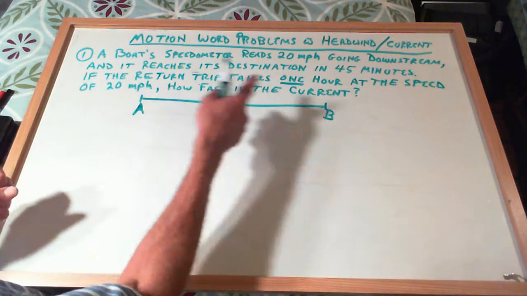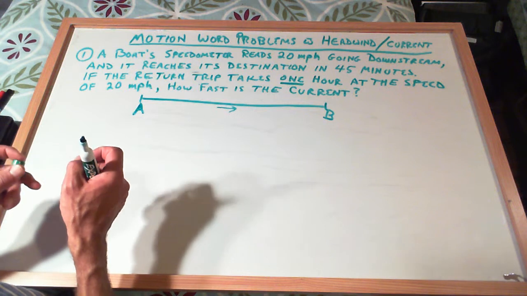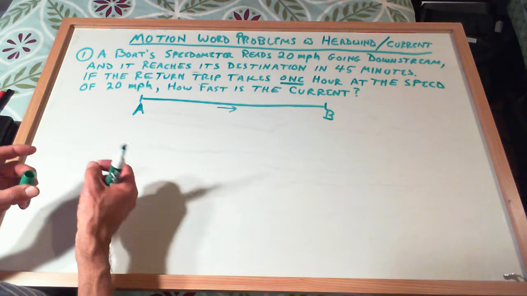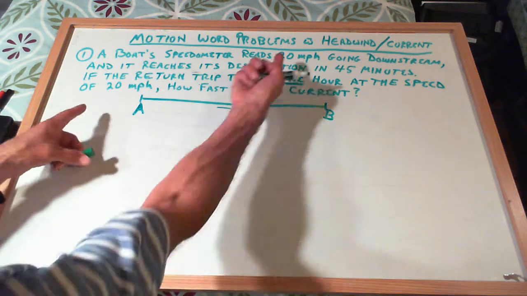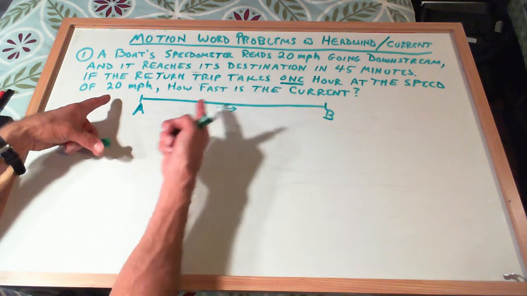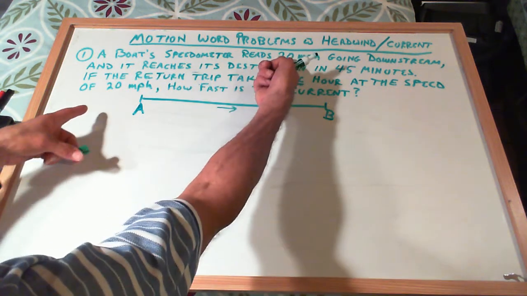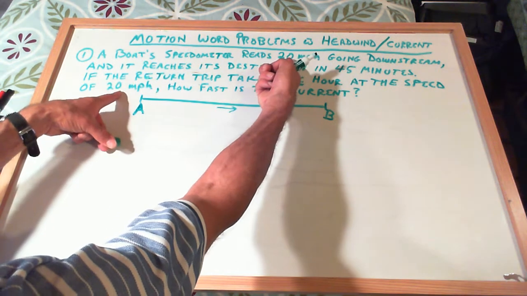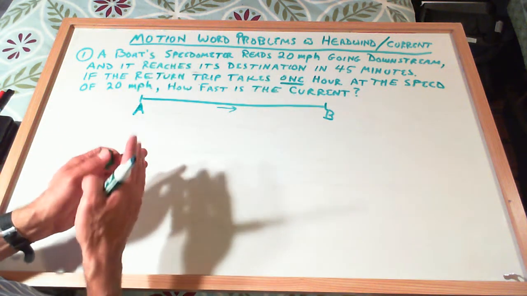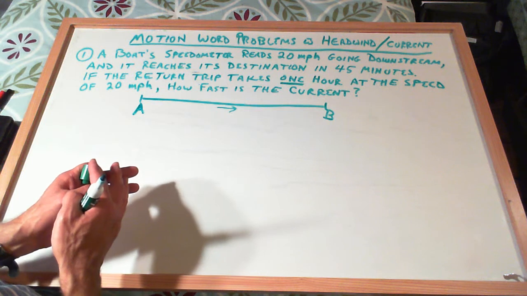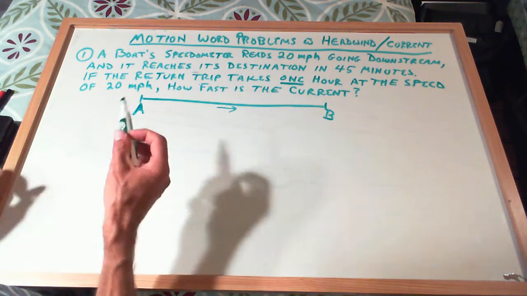Let me read the whole thing. A boat's speedometer reads 20 miles per hour going downstream, and it reaches its destination in 45 minutes. If the return trip takes 1 hour, at the same speed of 20 miles per hour, how fast is the current? It's the current that's going to make the difference here, because the boat, according to the water, is going 20 miles per hour. But in relation to the banks of the river, he's actually going faster or slower than 20 miles per hour. So let's see how that works.